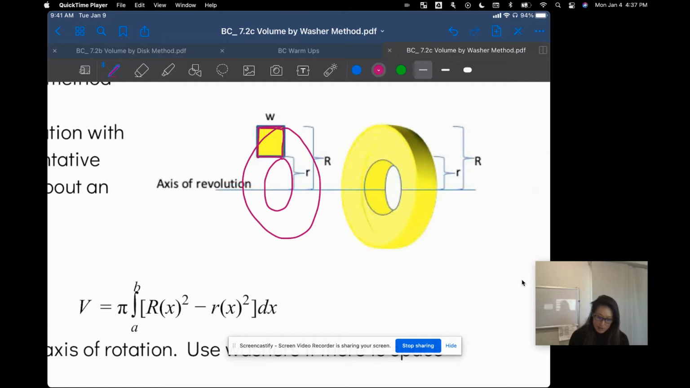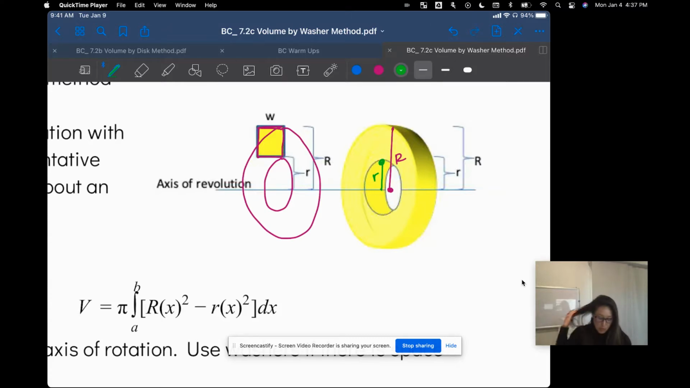Yes, a donut. So we have two radii. The first one is from the axis of rotation to the outer circle, and we call that big R. Then there's a second radius that we have to find, the inner circle's radius, and we're going to call that one little r.